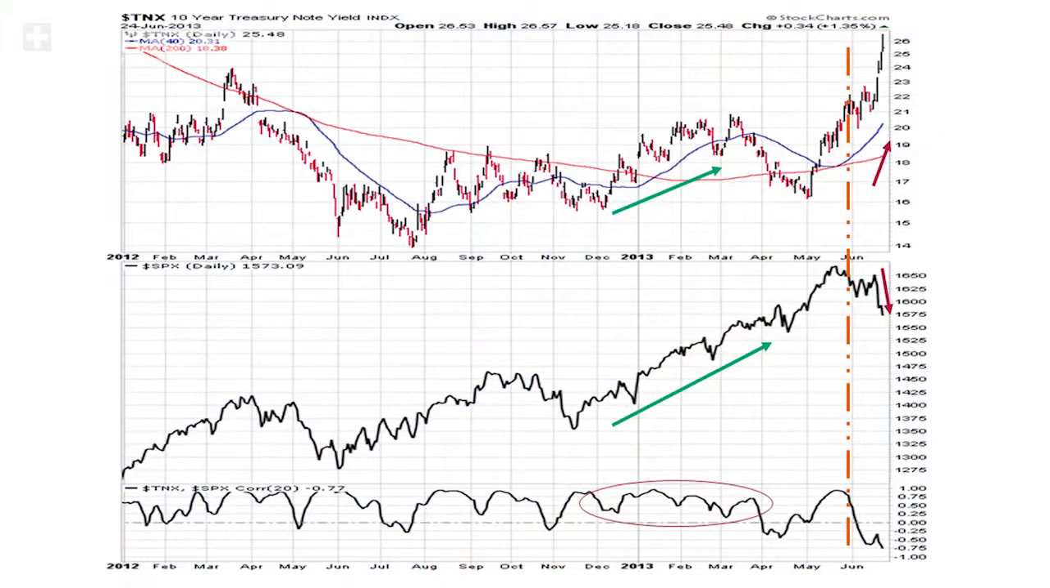Indeed, recently, things are a bit complicated. Just before we switch, we noticed that now interest rates are moving strongly up, but the S&P is not moving up anymore. We see the S&P moving down. So is it going to change or not? We're going to look at the next chart.